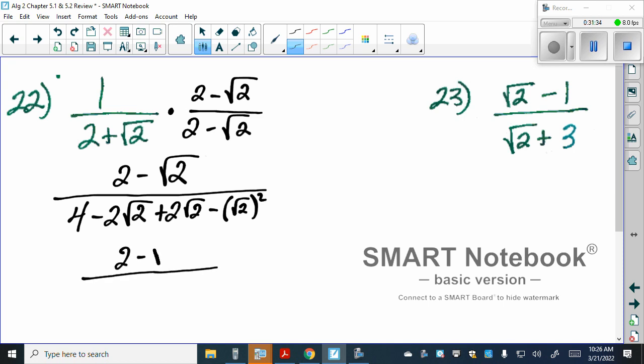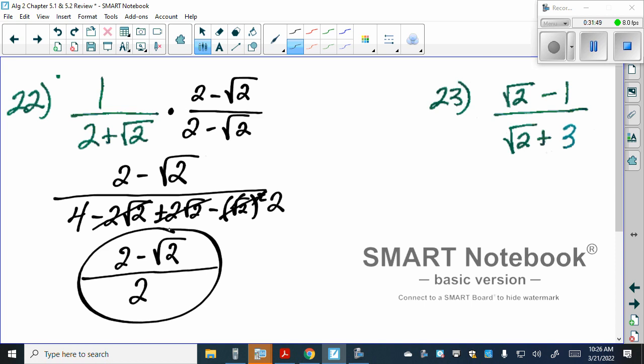We're just going to say 2 minus square root of 2 on top. Our middle two terms cancel. This term just becomes 2. And 4 minus 2 is 2, which is the exact same thing we got in the calculator. Just a lot less steps.